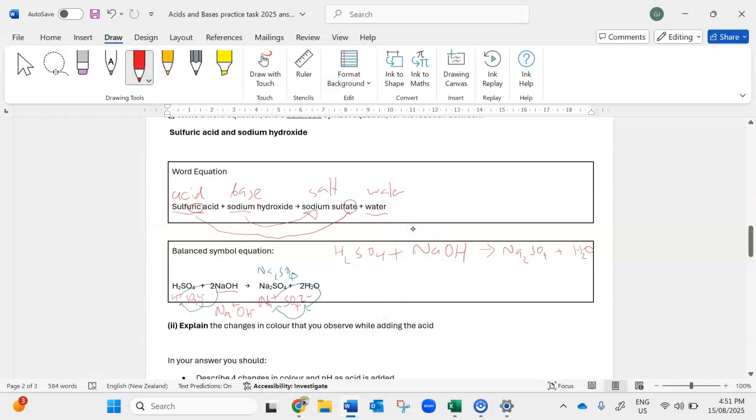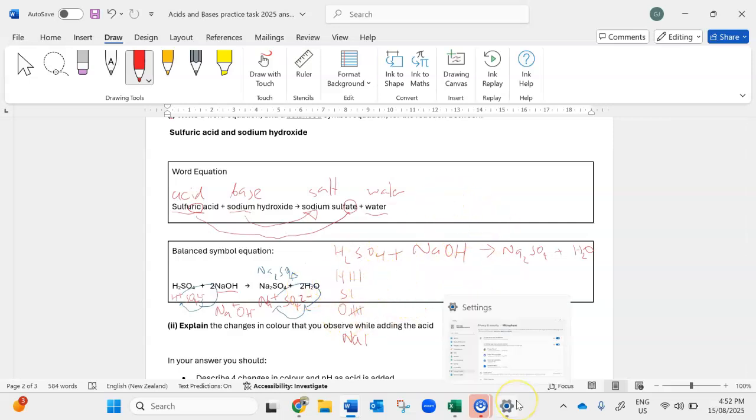We have to count the number of atoms on each side and make sure they're equal. So hydrogen has 1, 2 in the H2SO4 and another one in the NaOH. Sulfur only has 1. Oxygen has 4 in the H2SO4, 1, 2, 3, 4, and 1 more in the hydroxide. So that makes 5. And sodium, well, there's just one of those. So that's everything on the left-hand side.